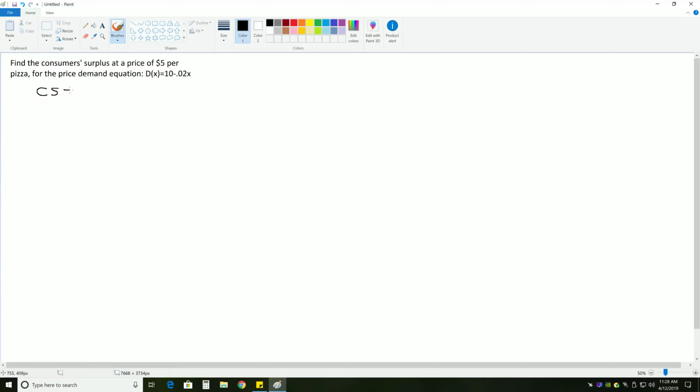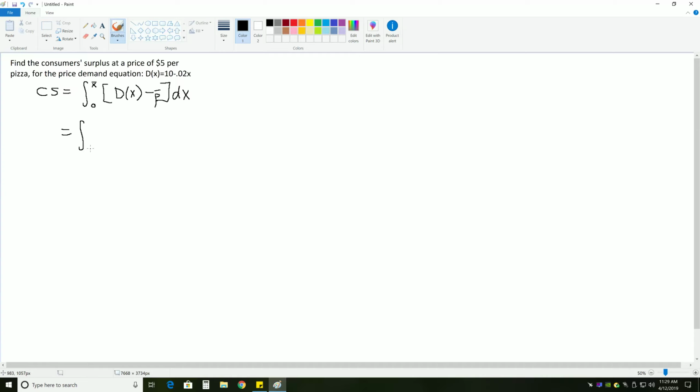We say CS, or consumer surplus, is equal to the integral from 0 to x bar of the quantity of d of x minus p bar dx. And now that we have this integral set up, let's go ahead and plug in whatever information we already know so we know what's left to solve for before we can integrate.